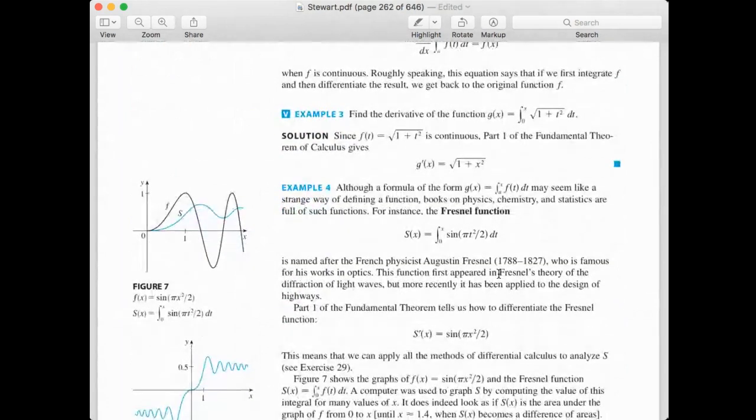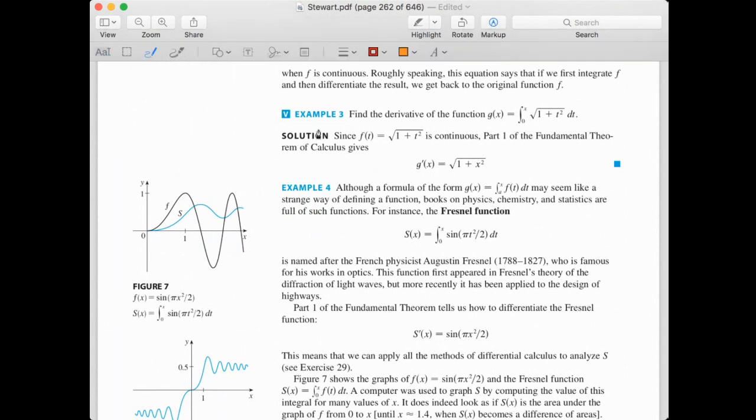Okay, let's see this example. We want to find the derivative of the function, which means we want to find g prime. We call the integral g of x, and we want to find the derivative of the function, g prime of x. Okay, that's our goal.